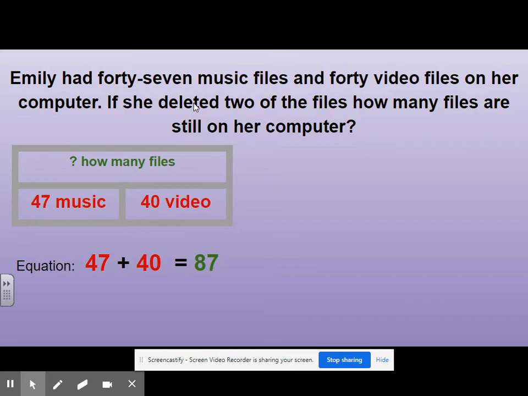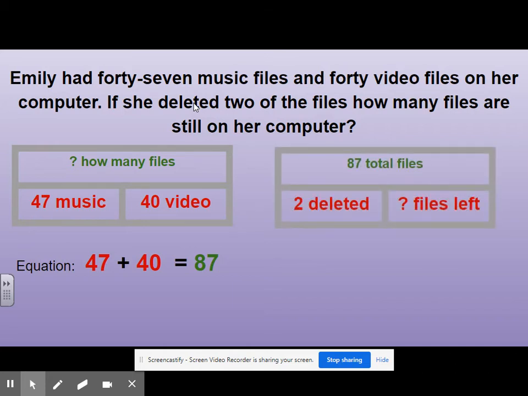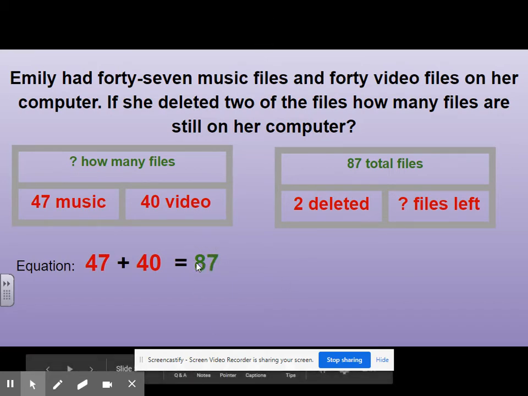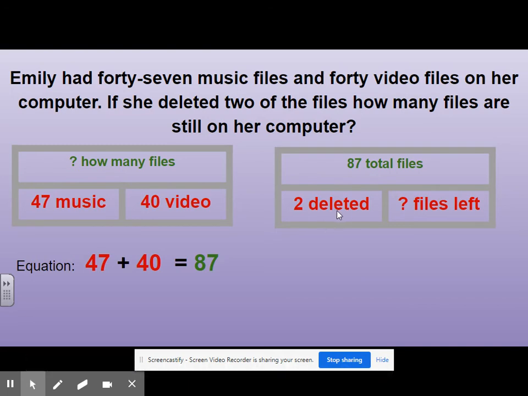I still like to organize my thinking in a bar model, so I'm going to draw a second bar model. I'm going to take this number 87 from over here, and that's my total files. 2 were deleted, that's one part, but there's still some files left, and that's what we're solving. 2 plus something equals 87, or you could write this as a subtraction equation. You could go ahead and say 87 minus 2 equals whatever files are left.